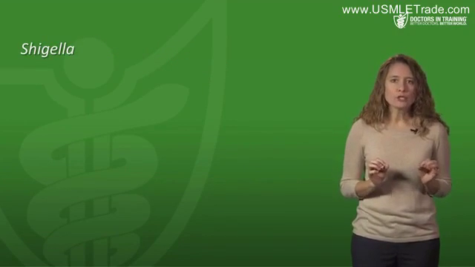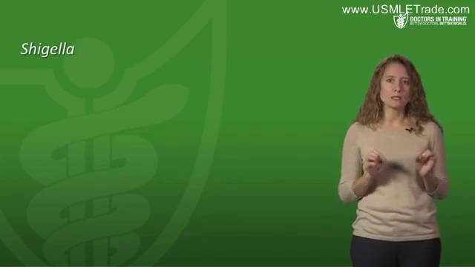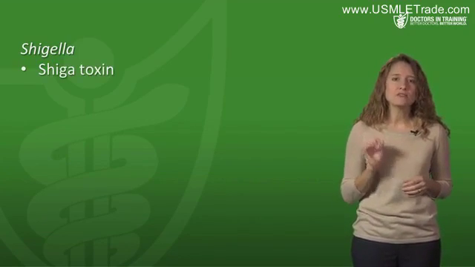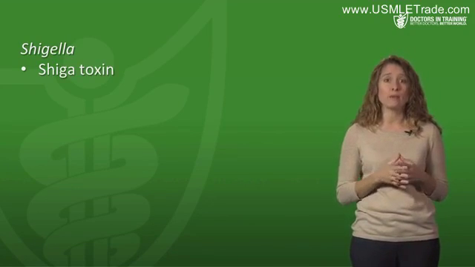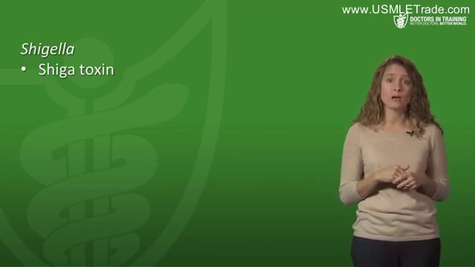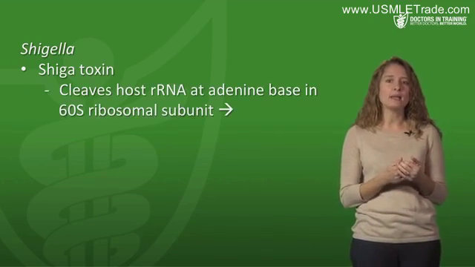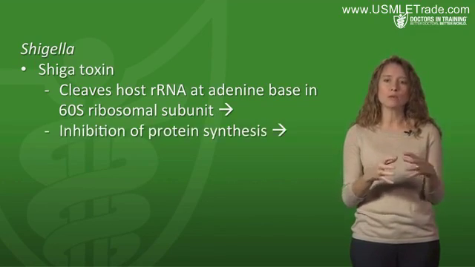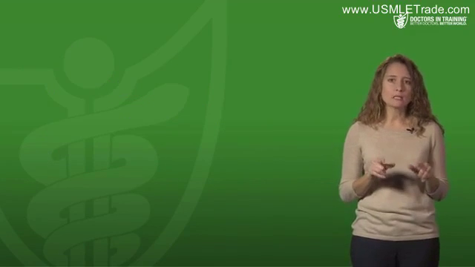Now, I know that we cover Shigella in the gram-negative bacteria section, but let's talk about its toxin here. Shigella produces Shiga toxin. This toxin is very similar to the toxin that E. coli 0157H7 makes, which we'll be talking about momentarily. Both of these cleave host rRNA at the adenine base of the 60S ribosomal subunit, inhibiting protein synthesis and causing eventual cell death.